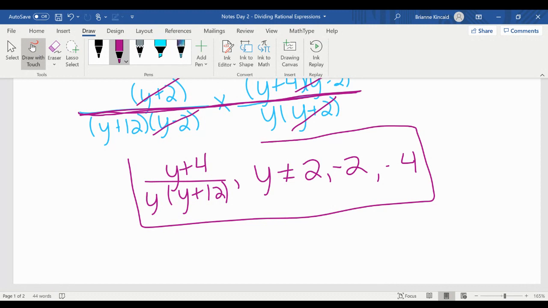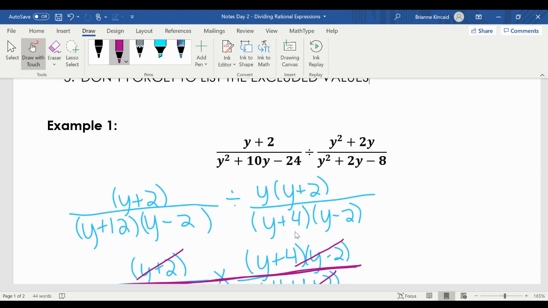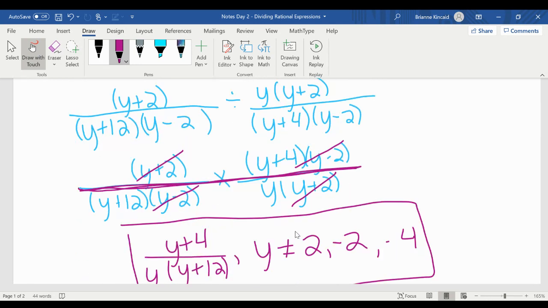That's the one extra thing you have to do with the excluded values is make sure you look at the numerator and make sure that thing has never appeared in a denominator. If it has, it has to be listed as an excluded value.